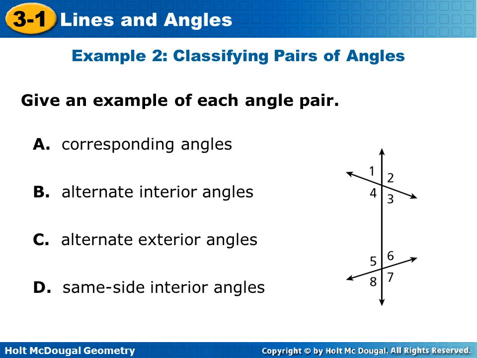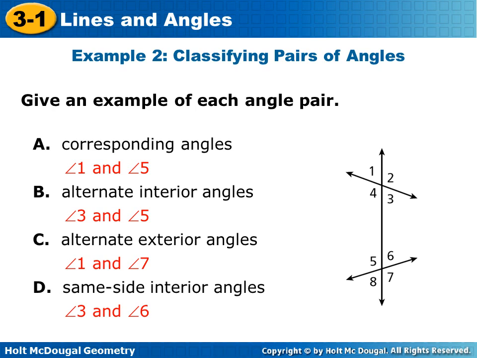Let's look at our picture and give an example of each pair. So for corresponding angles, we could put 1 and 5. We could also put 4 and 8, 2 and 6, or 3 and 7. Any of those pairs would be correct. Alternate interior angles, you could put 3 and 5 or 4 and 6. They're both inside the lines but on opposite sides of the transversal. Alternate exterior angles could be either 1 and 7 or 8 and 2. And same side interior, either 3, 6 or 4, 5.